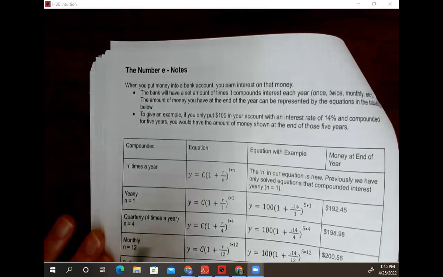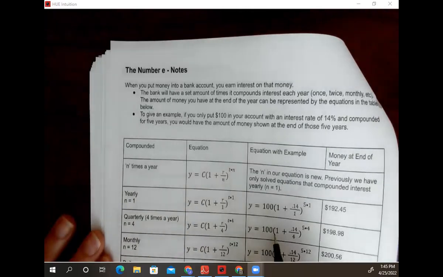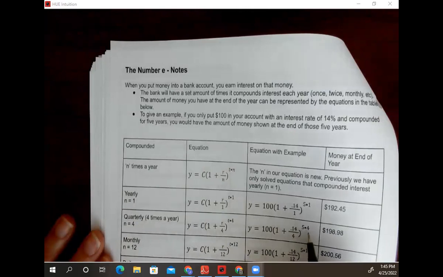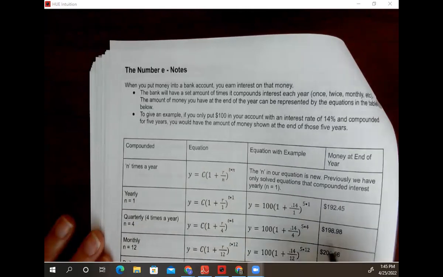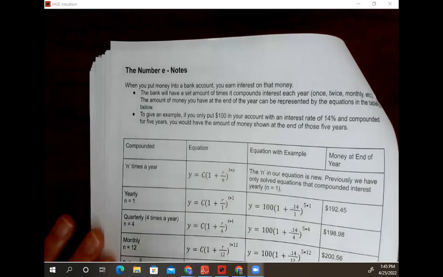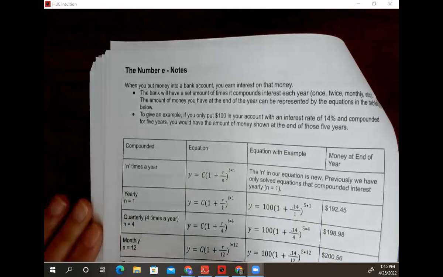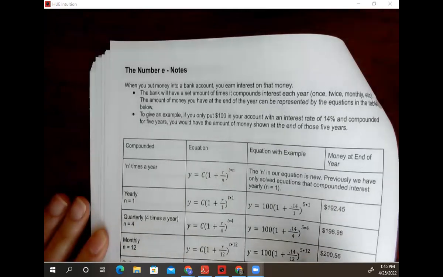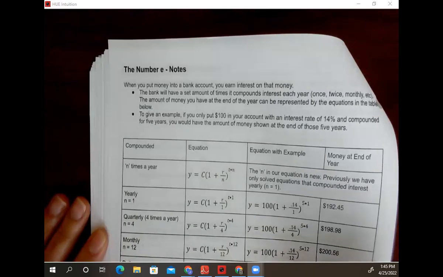So my n value would be 4, and that would look like this with 4 plugged in for n. Now for our $100 example at 14% over the course of 5 years, compounding quarterly, we would get a little bit more money. Once a year, I get about $192. Four times a year, I get almost $199. Monthly means 12 times in a year that I compound my interest, so we see our 12s here. In our specific example with our $100, now I'm at just over $200.